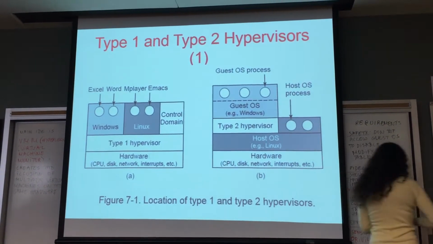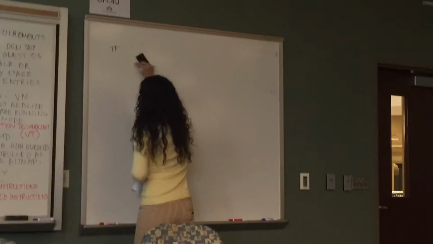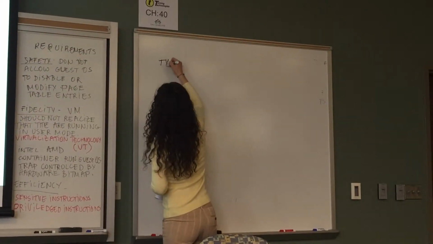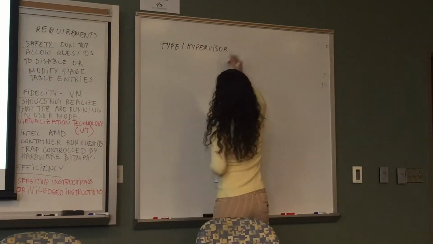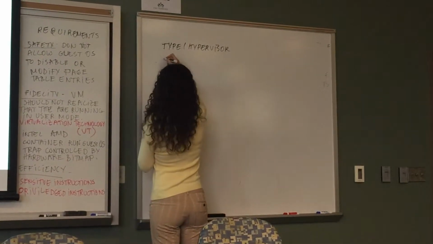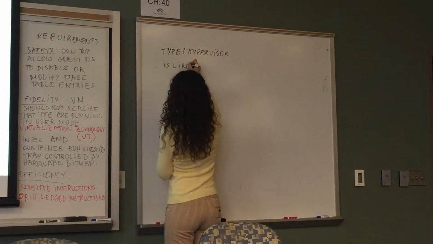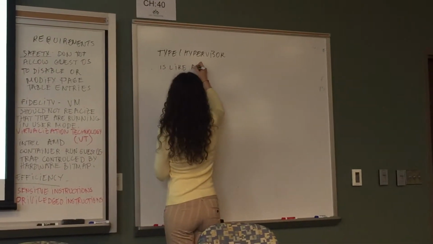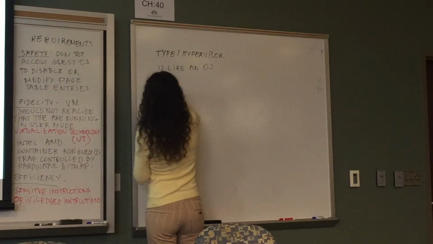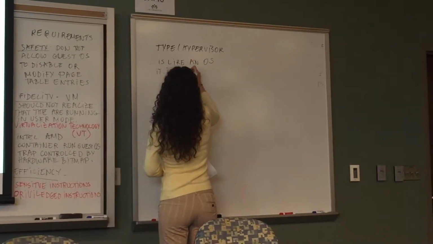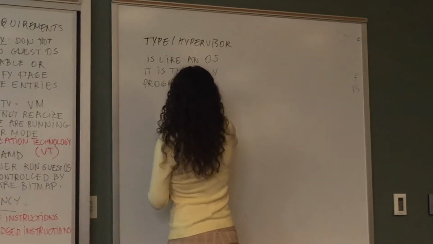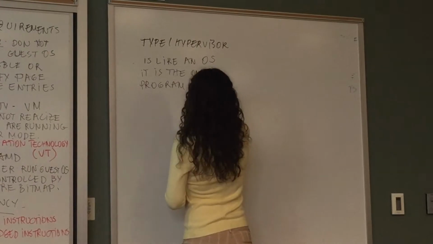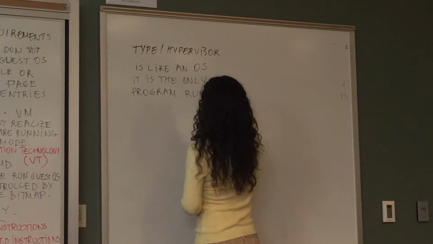So we have type 1. Type 1 hypervisor is like an operating system. It is the only program that runs in the most privileged mode.